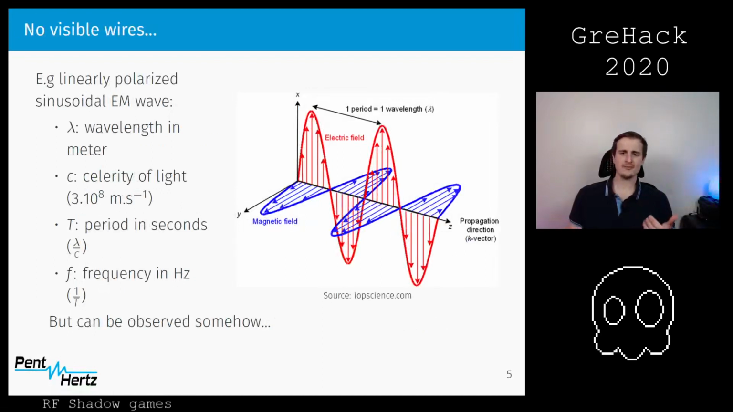And the problem for us is that there are no invisible wires, so at some point we'll have to try to interface with some sort of signal that is sent over the air. For example, here's a linearly polarized sinusoidal electromagnetic wave that we can interface with using the right antenna. What is also important to notice is that at some point we have to know the frequency used by this signal in order to capture the communication, see the signal, or interface with this communication.